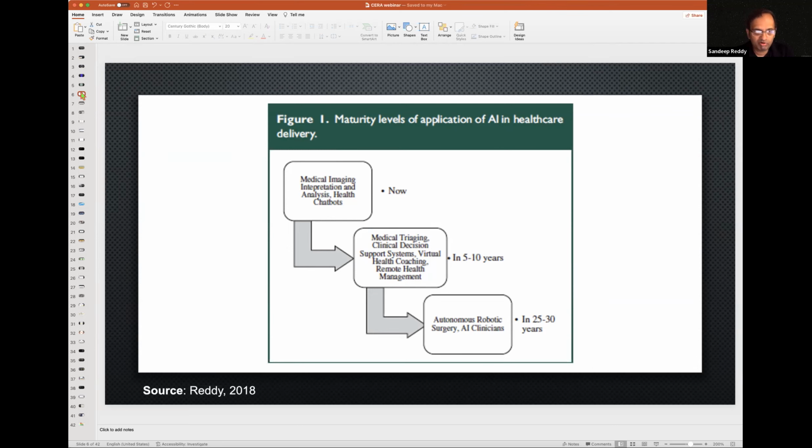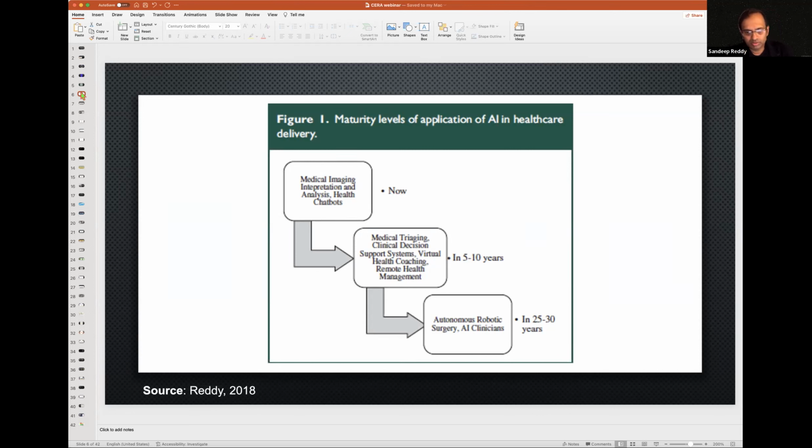We've also seen some level of maturity with health chatbots. In the next 5 to 10 years, we're going to be seeing more medical triaging and clinical decision support systems being utilized in clinical care delivery, but also utilization of artificial intelligence in remote health management. We've already seen some examples in the pandemic context, but we're going to see more of that. We're also going to see many virtual health coaching applications, whether on your mobile or on your computers. We're going to see more of that happening.